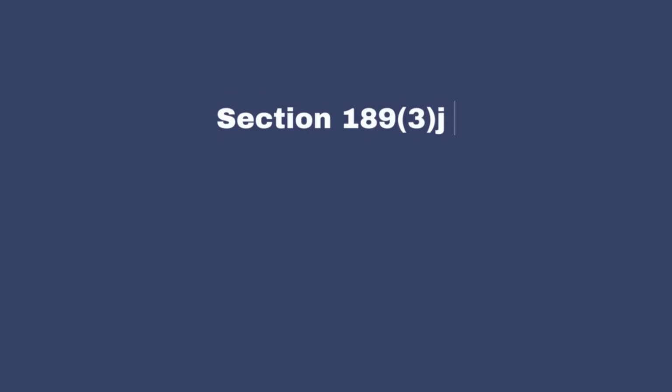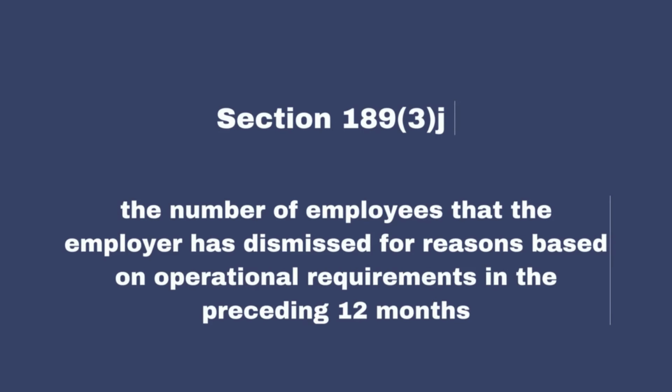Section 189(3), this is the last point. The number of employees that the employer has dismissed for reasons based on its operational requirements in the preceding 12 months. Again, this point, similarly to the previous one we just discussed, is to determine whether it's a Section 189 or a Section 189A, i.e. a large-scale retrenchment. In the link below, I have included the criteria to determine whether it is a large-scale retrenchment. I'm not going to detail it in this video, but you can have a look there.